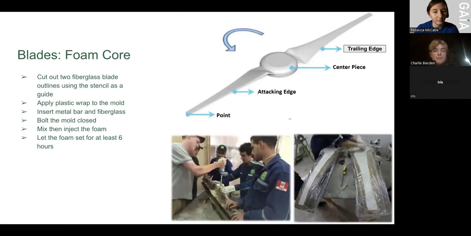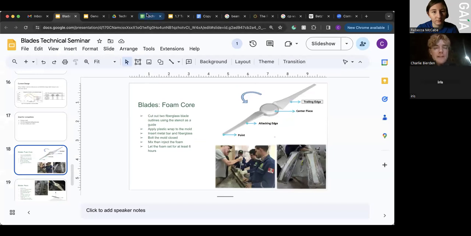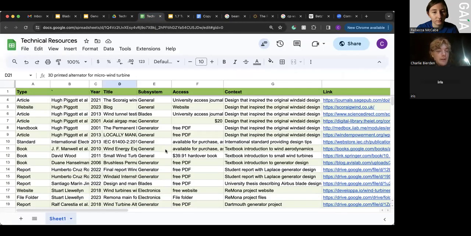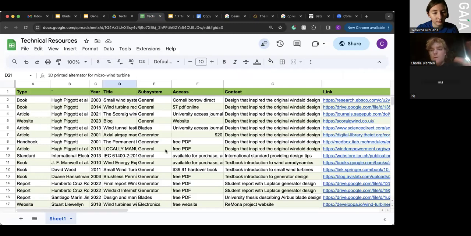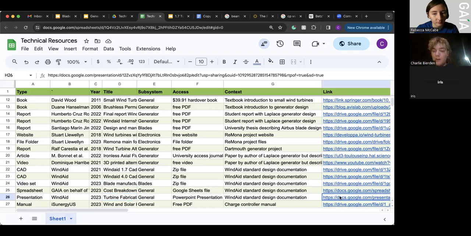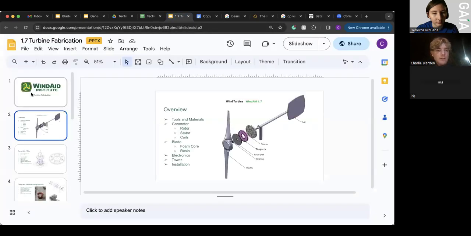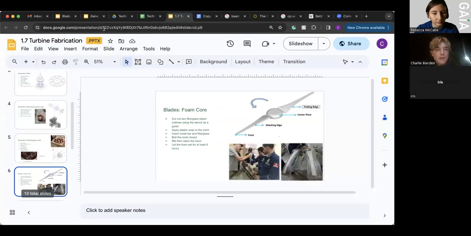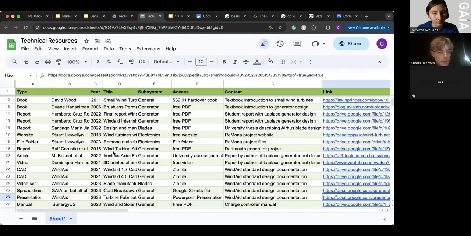And so let me point to just where I got this information from in the technical resources document you have, just so you know how to use this. As we can see, we can look at the titles, Windade CAD file, Windade blade manufacturing video, and wind turbine fabrication document presentation. And so this will link you here, the turbine fabrication. And then there's also a document.